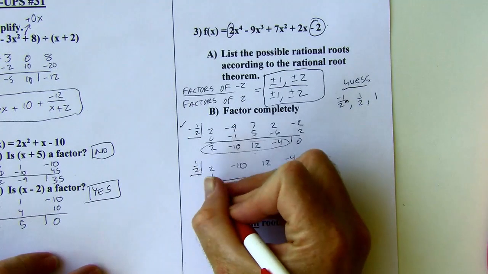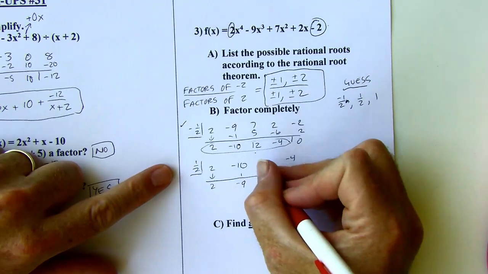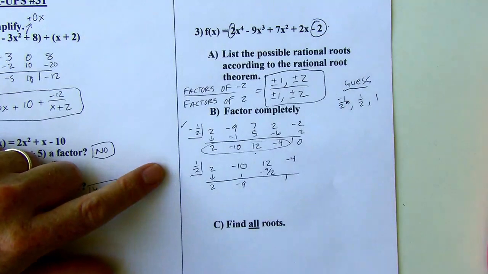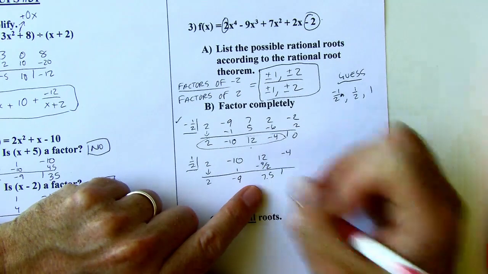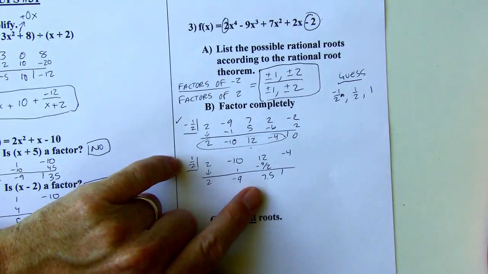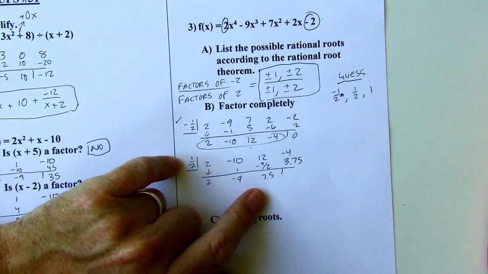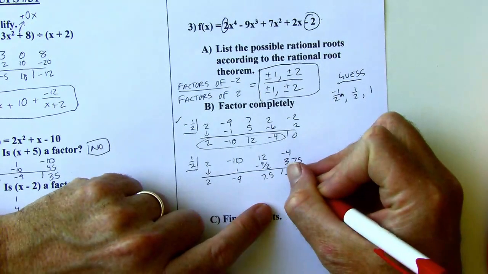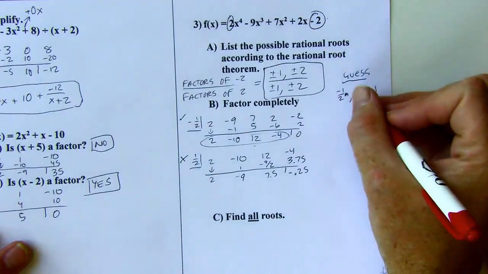So let's pull down the 2, multiply, add, multiply. So that's -4.5. So I'm just going to switch to decimals. 12 minus 4.5 is 7.5, and I'll take half of that, and that's 3.75. And then that's going to give me -1/4, -0.25. So that one did not work. Okay, so that's okay. That one didn't work.